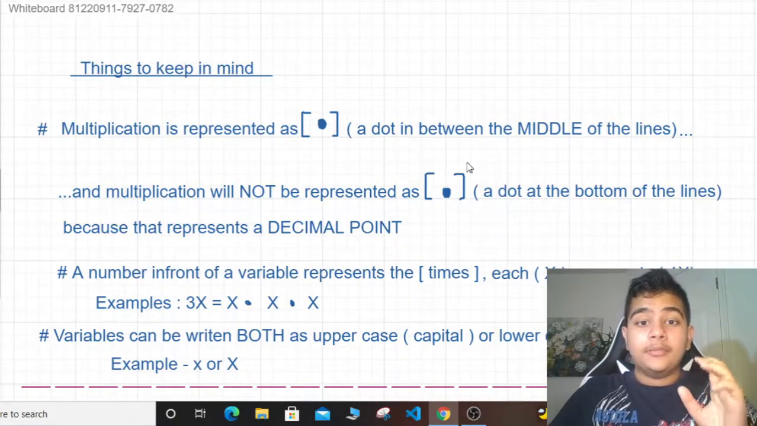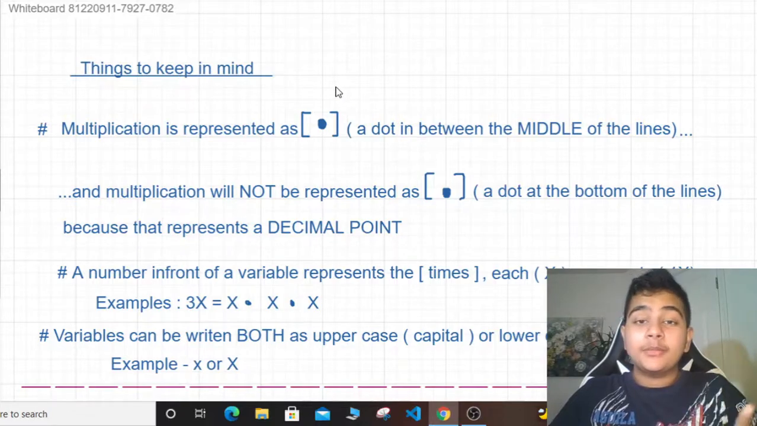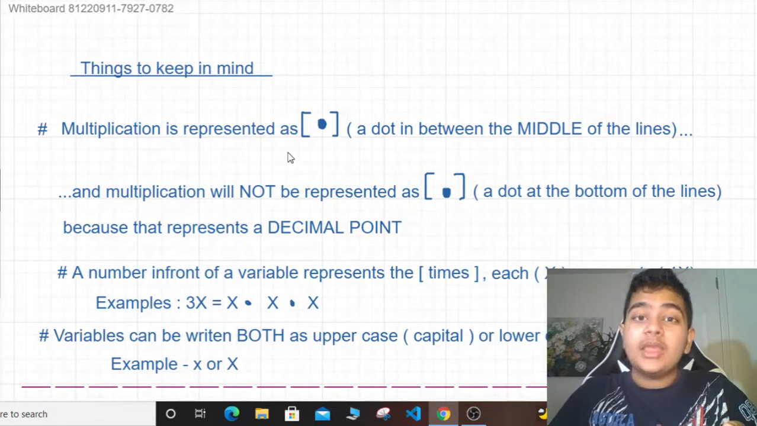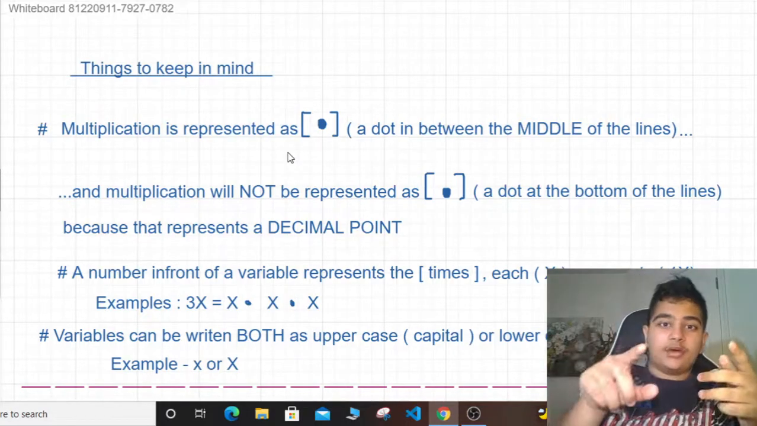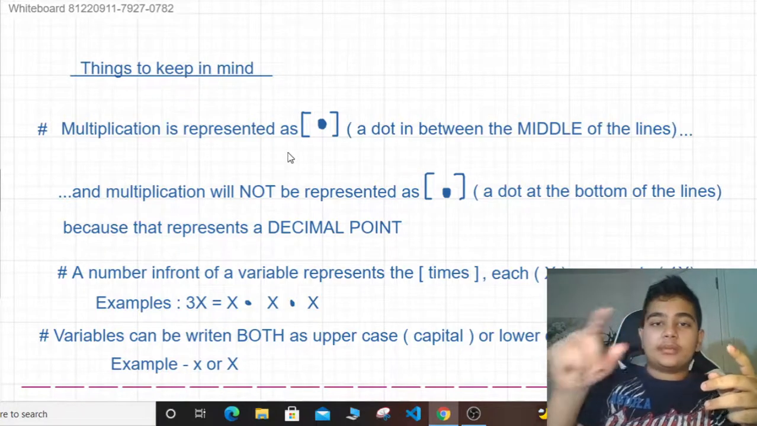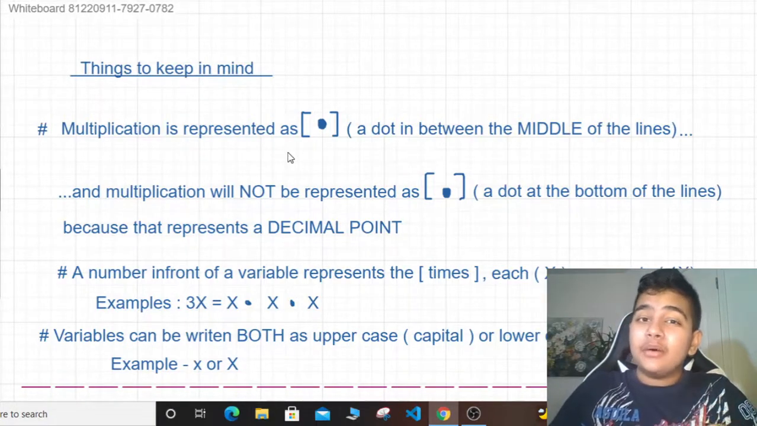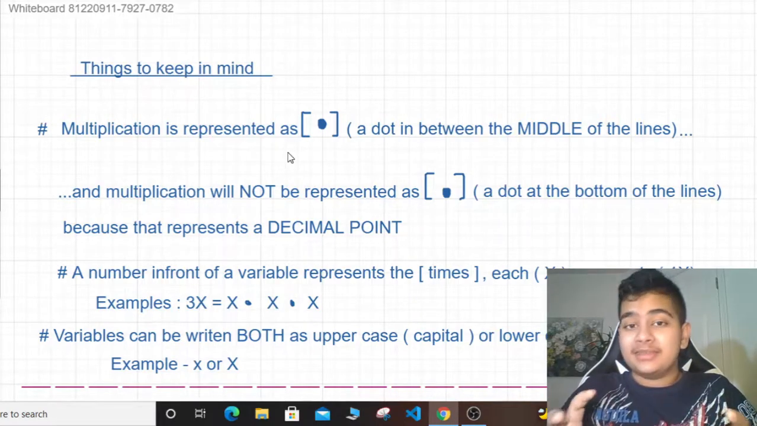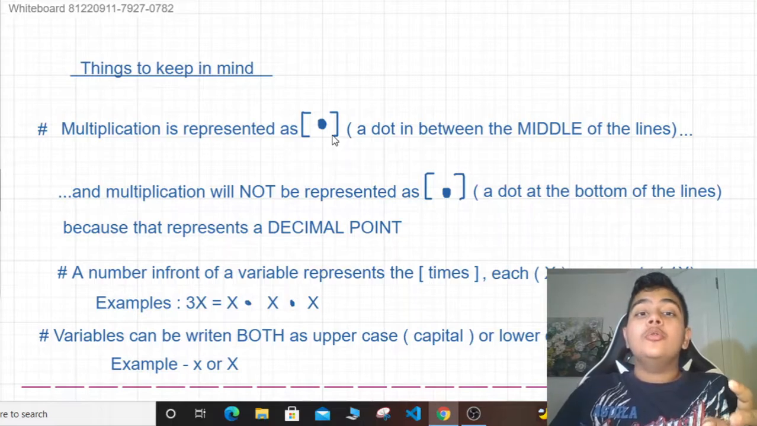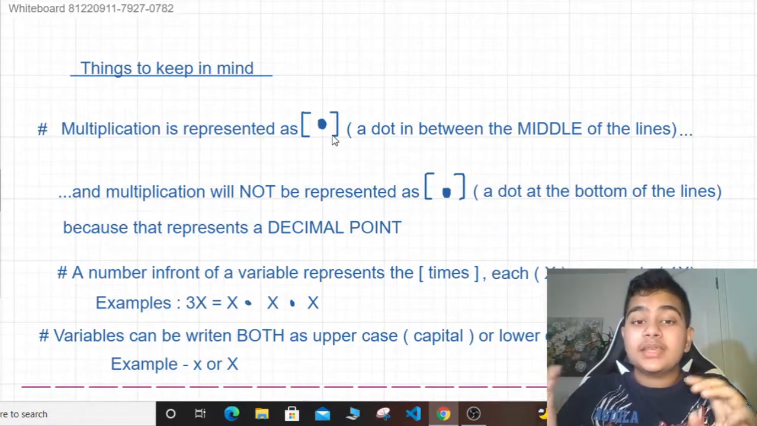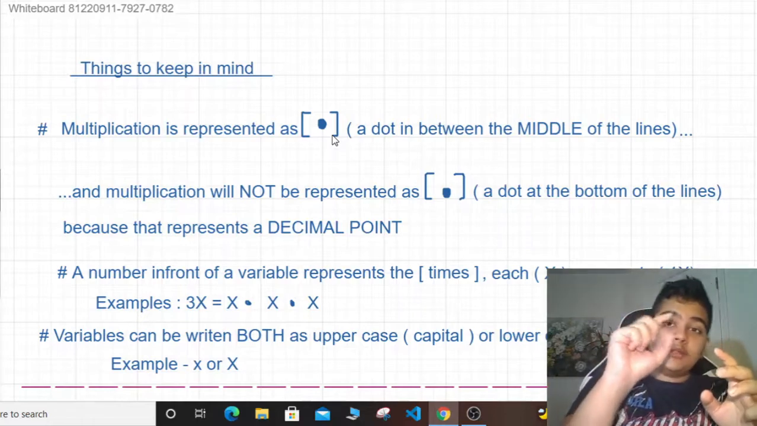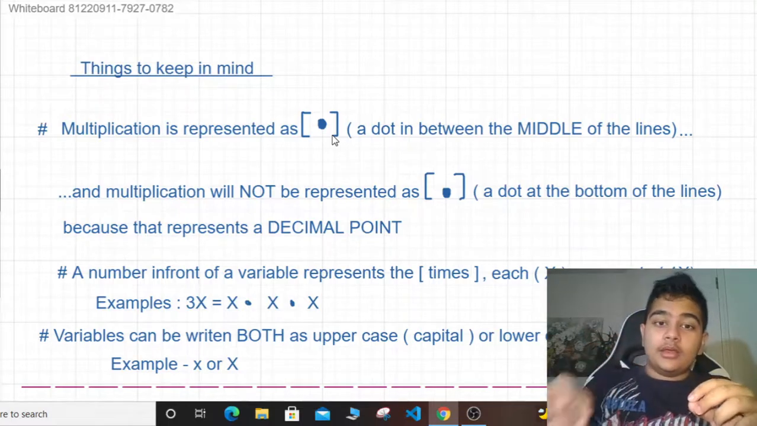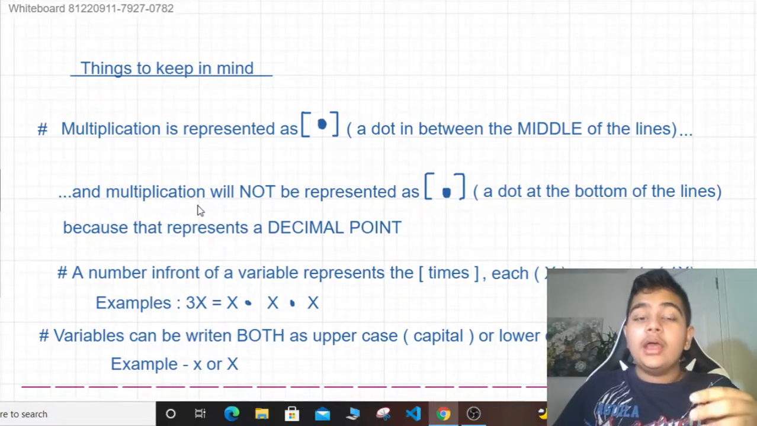A big component changes, and that component is multiplication, especially how it's represented. We usually represent multiplication as an x, almost in the middle of the lines. But now that we use x as a variable, we can't do that, because you can confuse it easily. So instead we replace the symbol for multiplication with a dot in the middle, not to be confused with a dot at the bottom of the lines. That's what is written here.